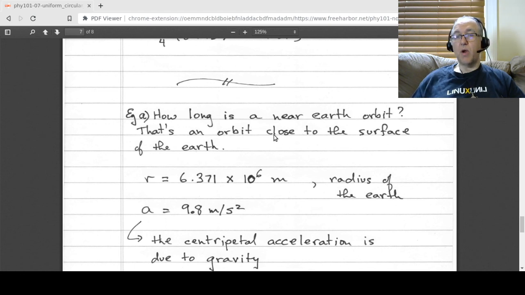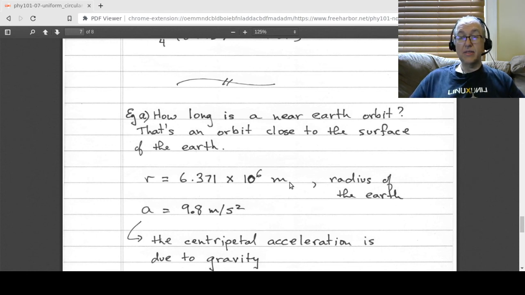Okay, well, you can't do this problem unless I give you some numbers, and you could just use Google to look these up. This is the radius of the Earth, okay? Because you're at a low Earth orbit, basically the radius of the orbit is the radius of the Earth. It turns out to be about 6,371 kilometers, and converting that to meters, it's 6.371 times 10 to the 6 meters. So the radius of the Earth isn't that big. It's about 6,300 kilometers, all right?